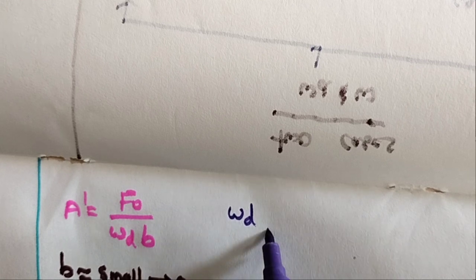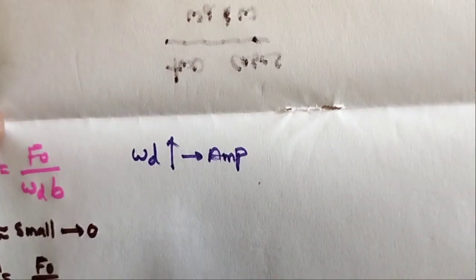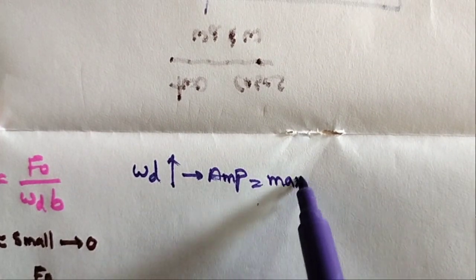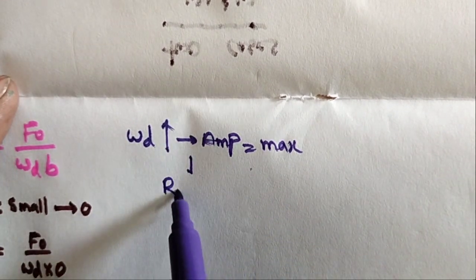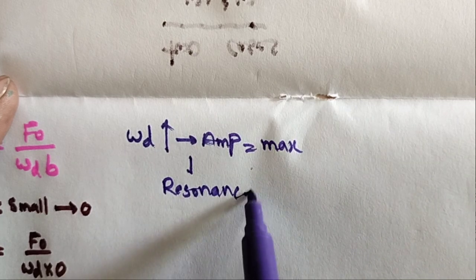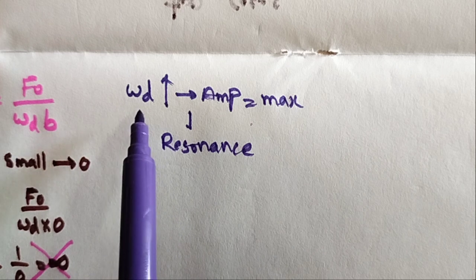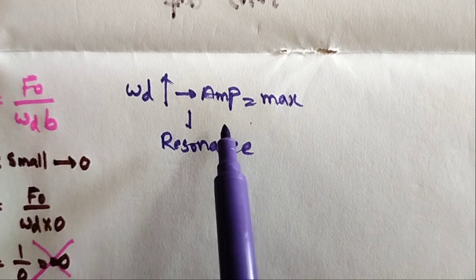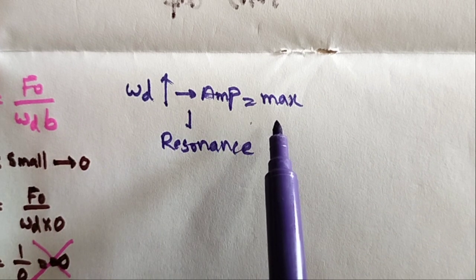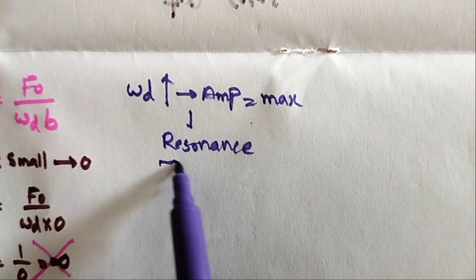As omega d increases, the amplitude gives a maximum value. So it gives resonance. What is the meaning of the resonance process? When the forced angular frequency increases, the amplitude reaches the maximum value. This phenomenon is called resonance.